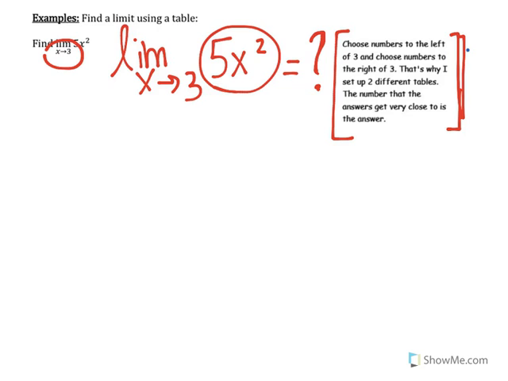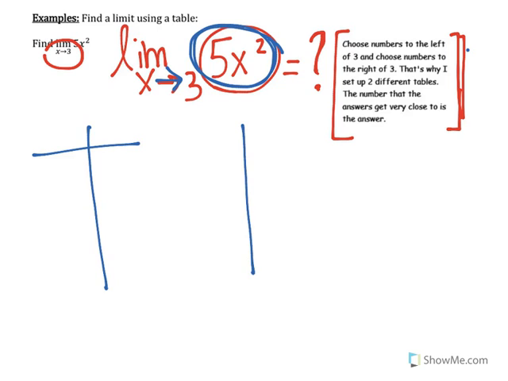So why 3? We are finding the limit of the function 5x squared as x is approaching 3, so as our x value gets closer and closer to 3. Why are we going to pick values to the left and right of 3? Well, we're going to pick values as we get closer to 3: 2.9, 2.99, 2.999. We're going to pick values to the right of 3: 3.1, 3.01, 3.001. We want to figure out what's happening at 3. So we're going to get closer and closer and plug in values that are closer to 3. So we have our x and y.